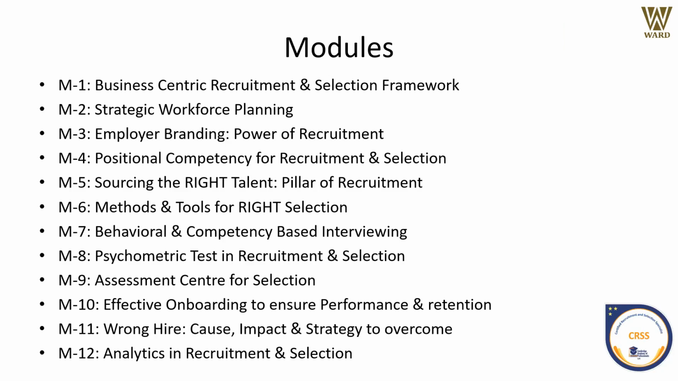Then M4 is positional competency for recruitment and selection. How can you define the competencies? Because you need to hire, you need to test the candidate, testing the competencies. By using different tools, we test the competencies for different positions. Initially, you need to identify what competencies are required for a particular position. Then sourcing the right talent. How can you source? What are the possible ways and methods for sourcing?